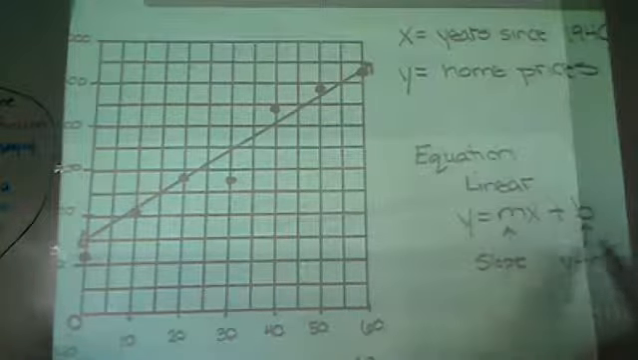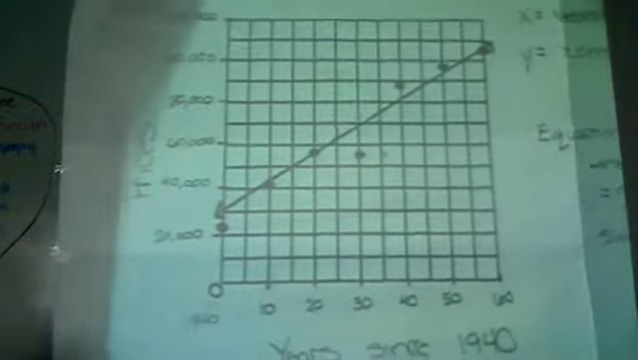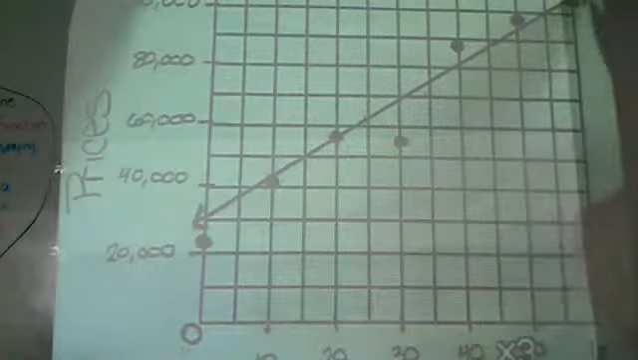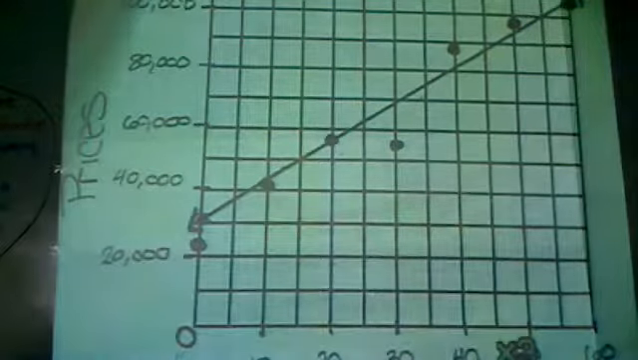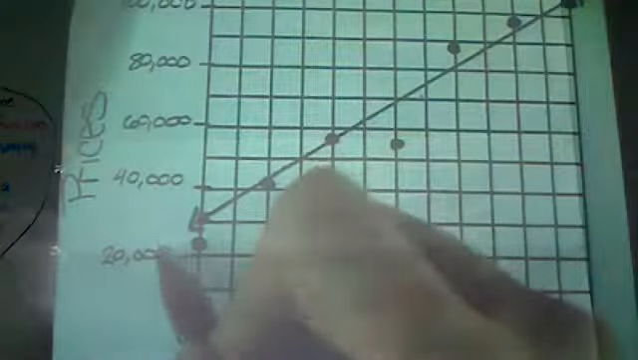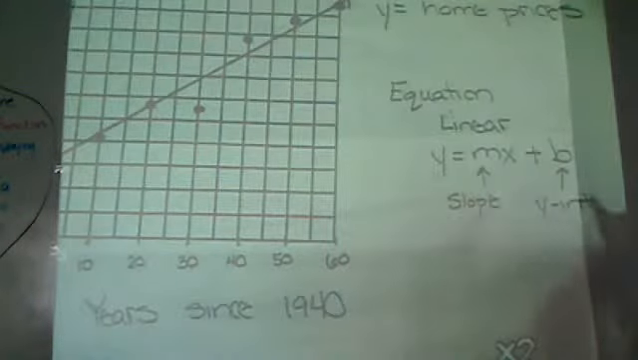Well, let's first look at our y-intercept. So go over to your graph. Again, we're looking at where the trend line intercepts. Notice it seems to intercept right there. Well, there is halfway between 20,000 and 40,000, so our y-intercept is going to be 30,000.